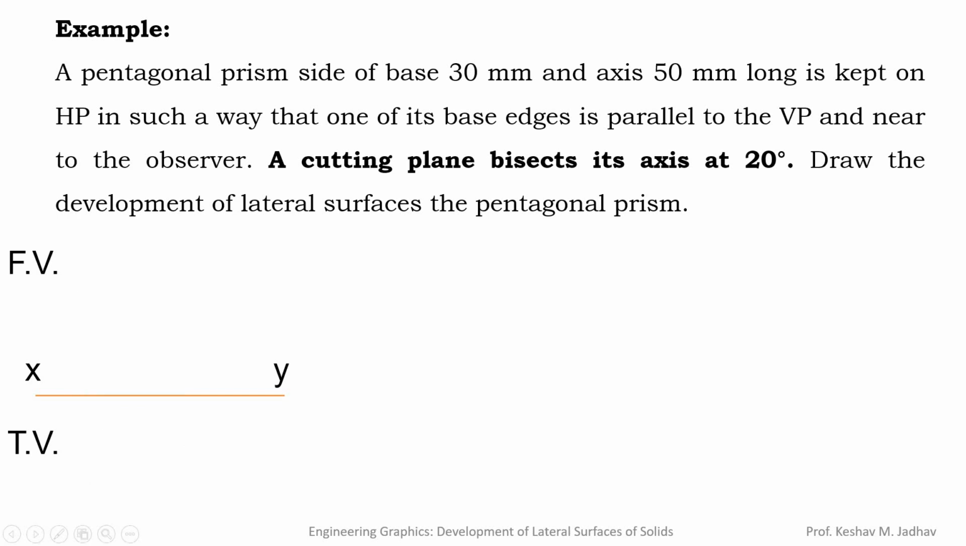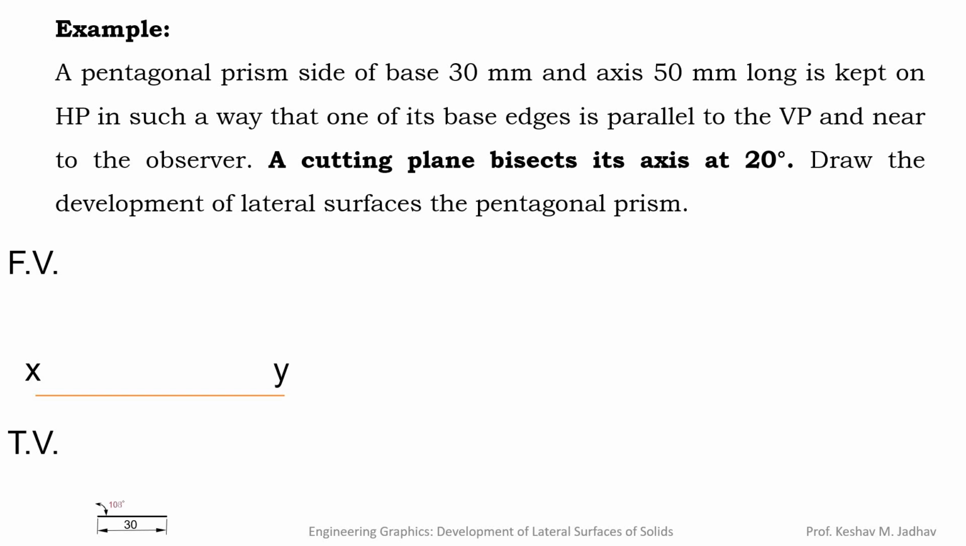As the base of the prism is pentagon in shape, that shape we have to draw first, which means we have to draw the top view first. So here we have to draw one of its base edges parallel to the vertical plane and near to the observer. So this xy line is the vertical plane and the observer will be on this side. So on this side we can draw a horizontal line which is parallel to xy, and the length of this line will be equal to 30 mm.